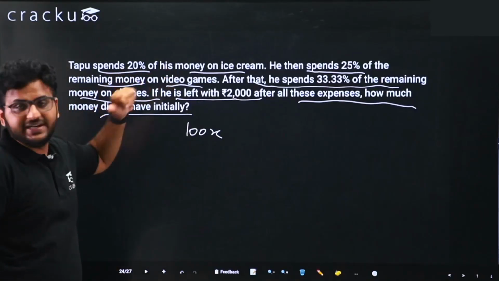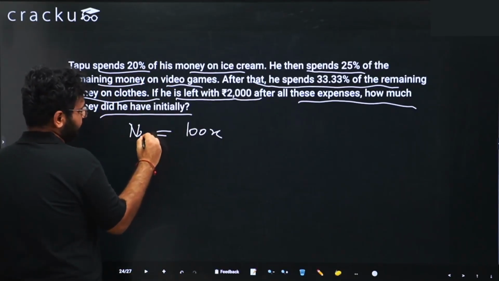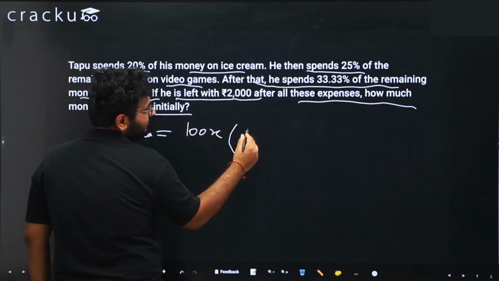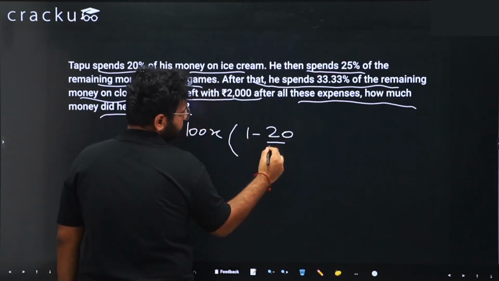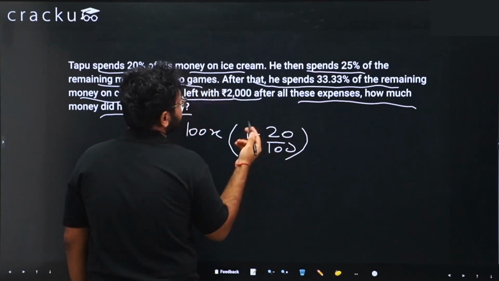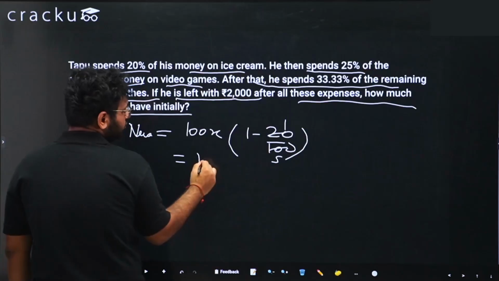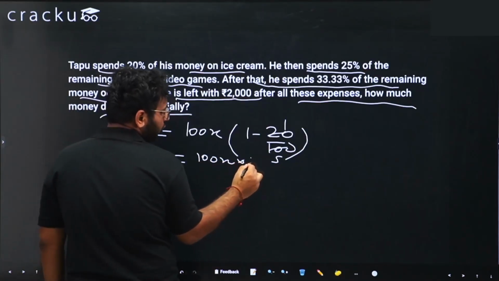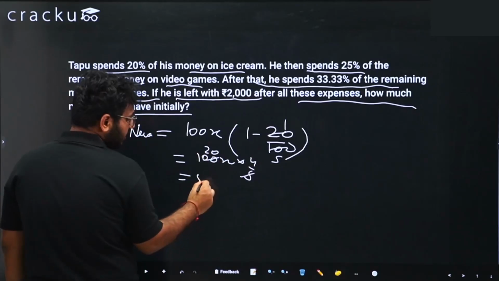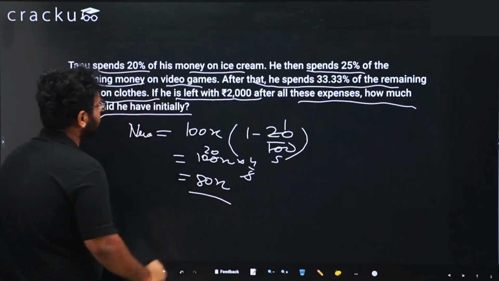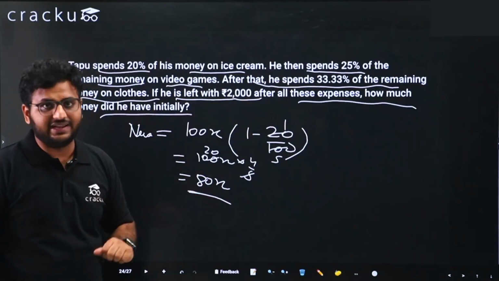Now he spends 20% on ice cream. So the new will be what? 100x minus 20% of 100x. So this is what? So 1 minus 1 by 5 is 4 by 5. So 100x into 4 by 5, which is equal to 20x into 4. So now new will be 80x. So after spending his money on ice cream, he will be left with 80x.